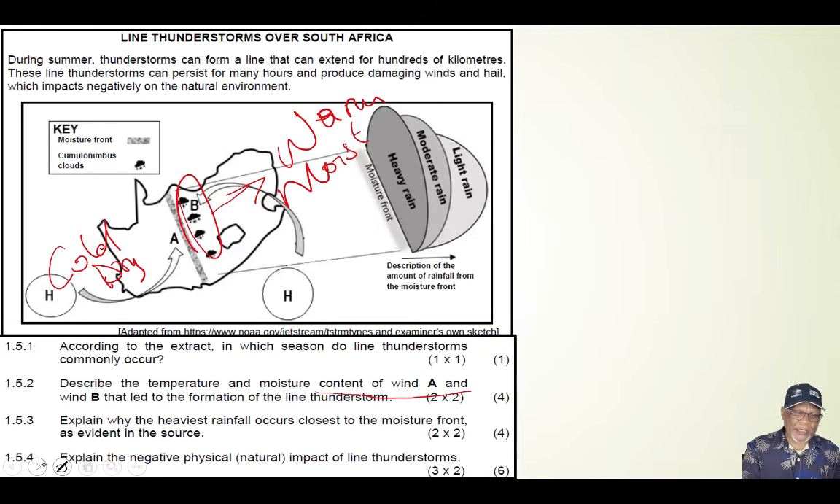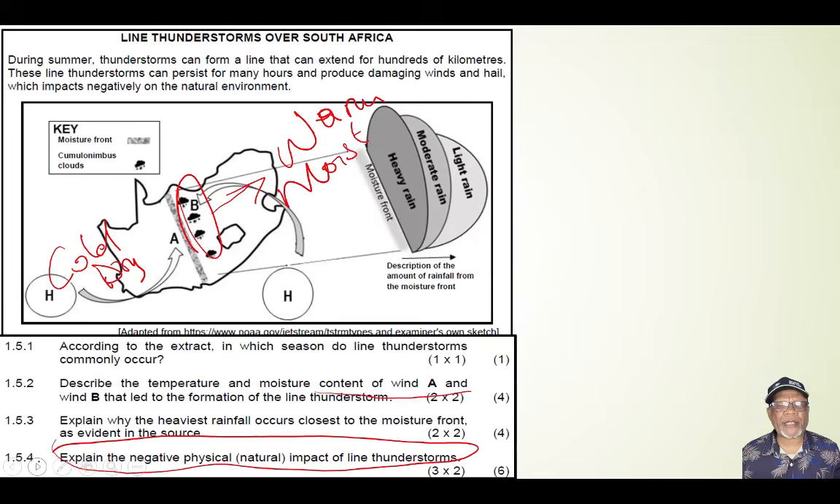And now here is that question again. The impact on the natural environment. So we said the impact on the natural environment for tropical cyclones is the same as the impact for mid-latitude cyclones and line thunderstorm. So the impacts are the same.